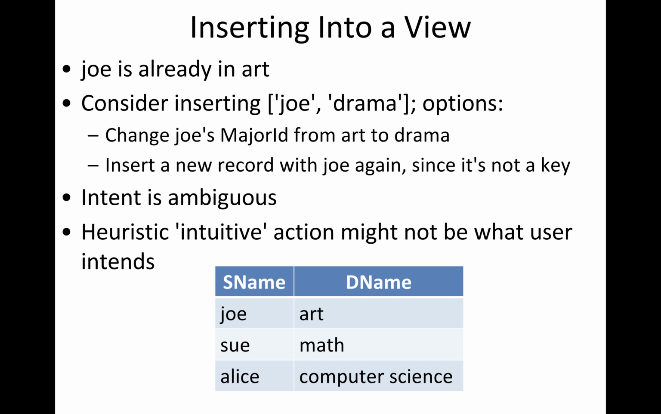What about insert? Inserting Joe and drama. If Joe is already in art, but now we're inserting Joe into drama, what does that mean? Does it mean that Joe is no longer in art, and we should remove the record for art? If you can only be in one department at a time, then it would be ambiguous. You cannot have more than one major. Because if Joe has a foreign key to the art department, what does it mean that now that foreign key is pointing to the drama department? It's no longer pointing to art. So again, it might be ambiguous.